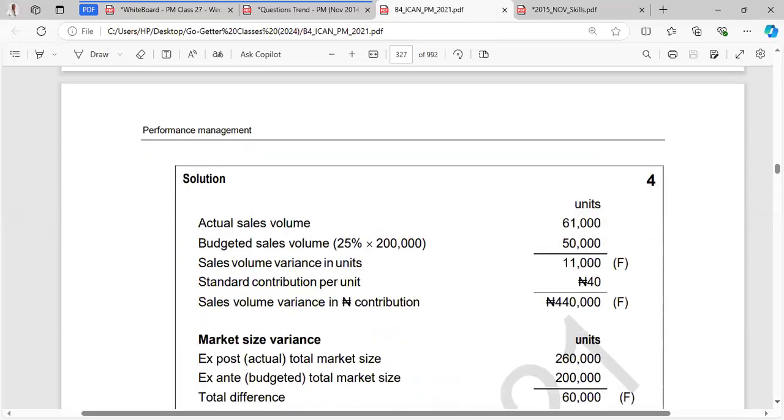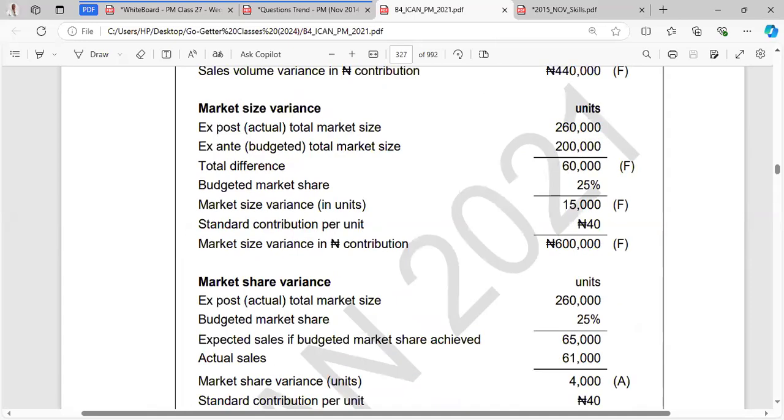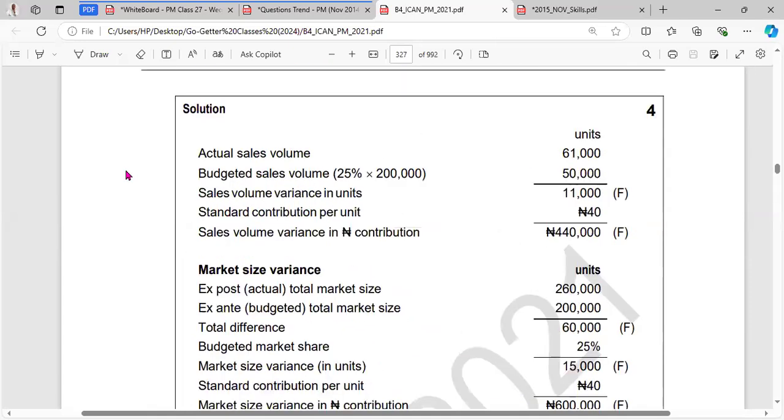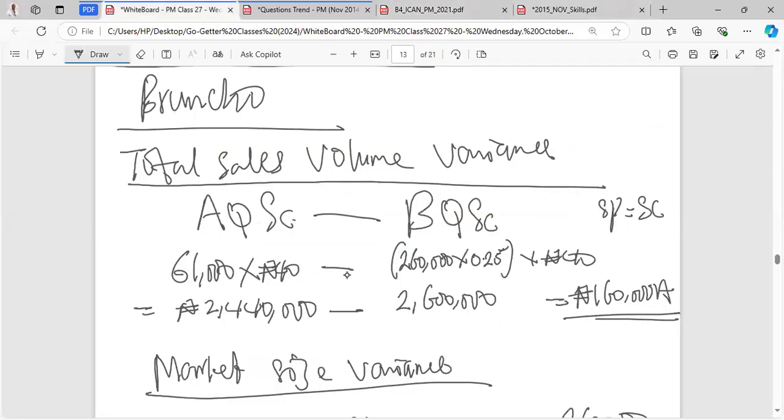Okay, maybe it was me who didn't do the total well. Actual sales volume is 61. Budgeted sales is 25% of 200. Let me see what I did. I did 25% of 260. That is the problem. Budgeted is different from standard. I was the one who failed to use that. Budgeted is 200 here. So let's do that again.